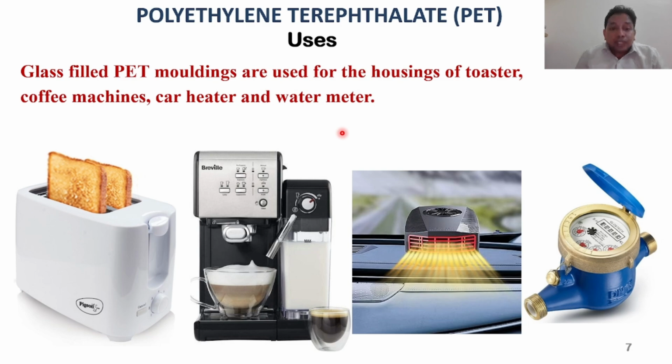Next, microwave oven body parts, the cabinets, as well as the bread toaster, coffee machine cabins, as also the car heater, and the water meter gauge, etc. So these are made up of PET.